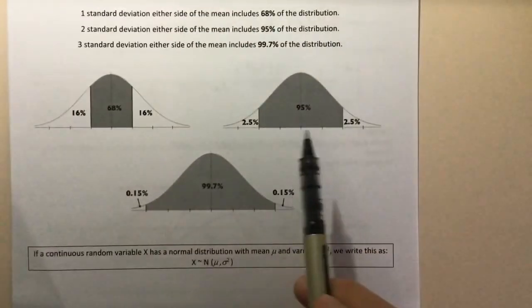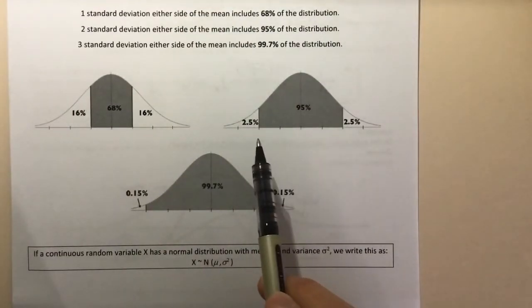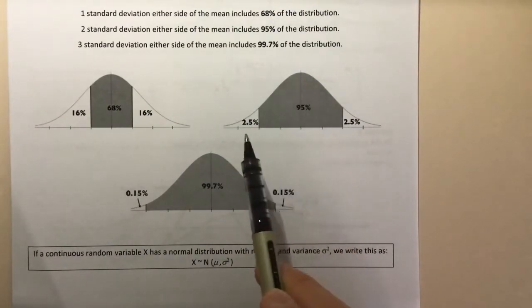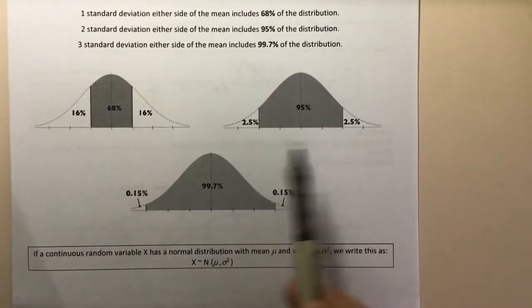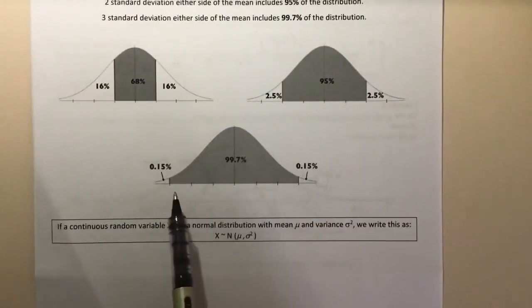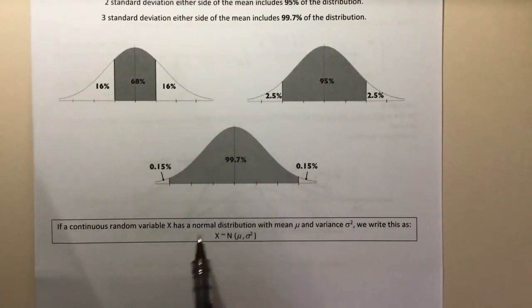Then we've got our 95% rule. So that's 2 standard deviations below the mean to 2 standard deviations above the mean, containing 95% of the distribution. And then our other 5% evenly shared on the outsides. And then our 99.7% rule with the 3 standard deviations below to 3 standard deviations above.